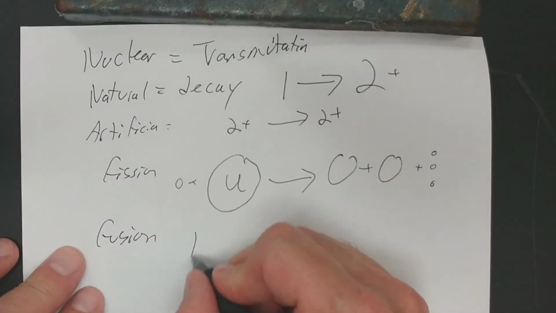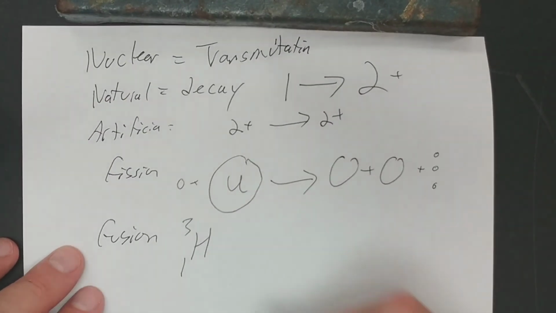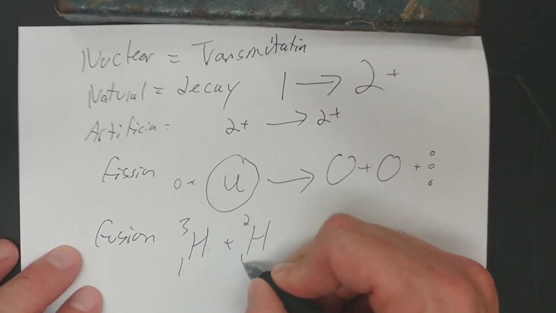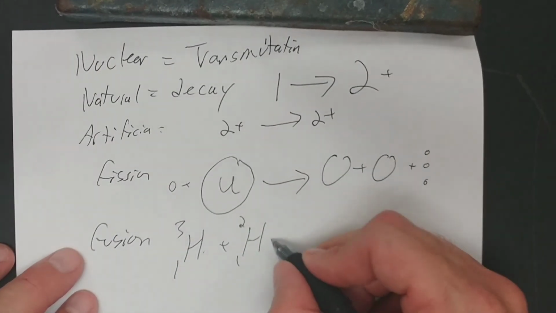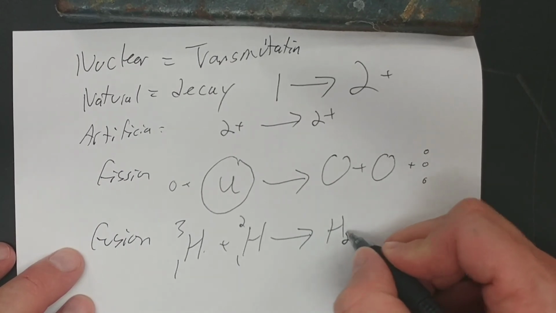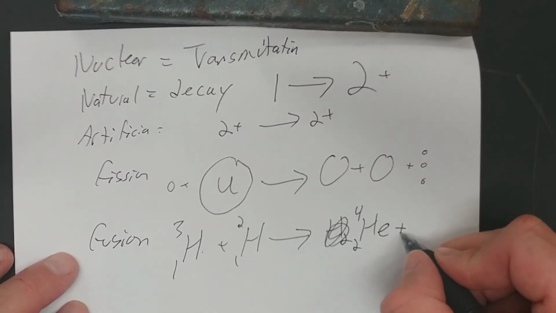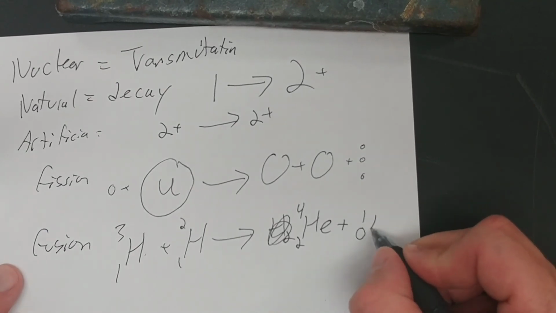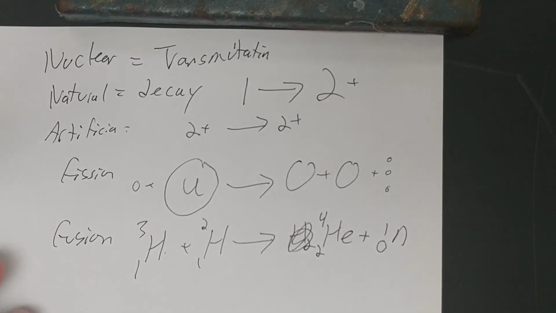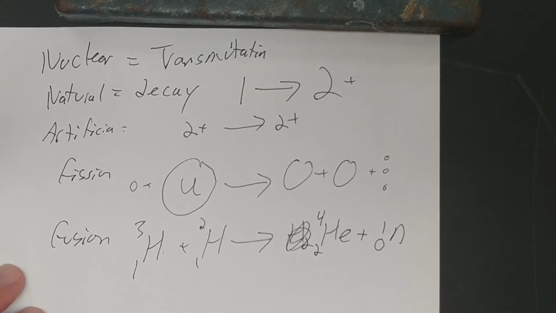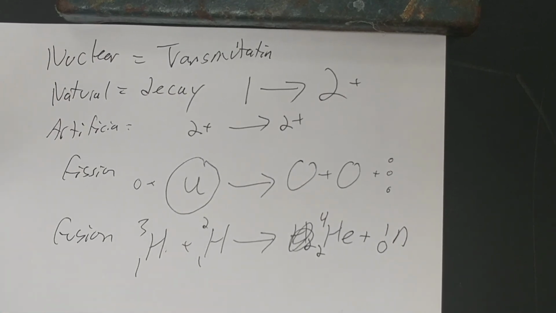Fusion is almost always going to look like this. Hydrogen 3, tritium, plus hydrogen 2, deuterium, going to make helium 4-2 plus a neutron. All right. All of that you should be able to write out quickly.